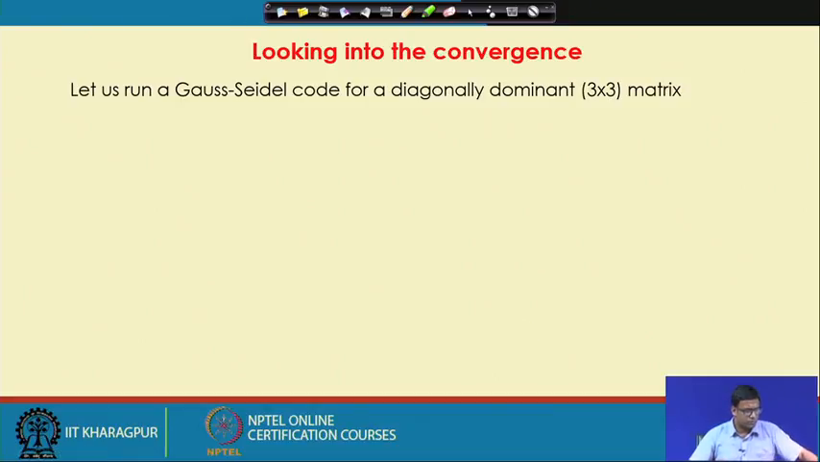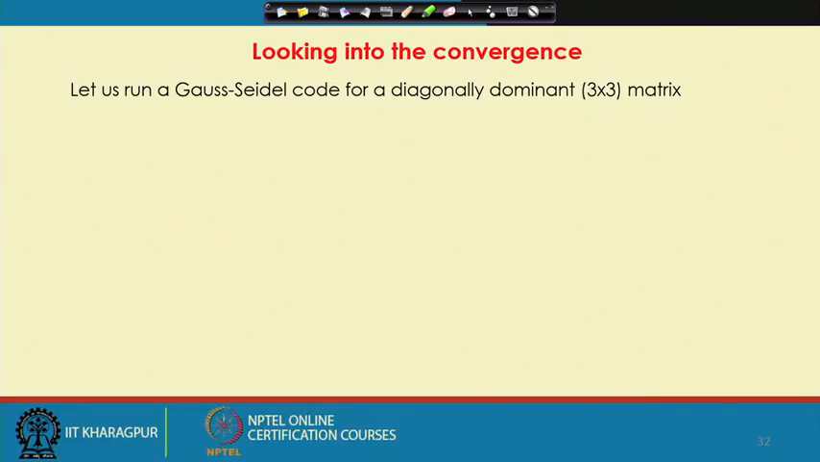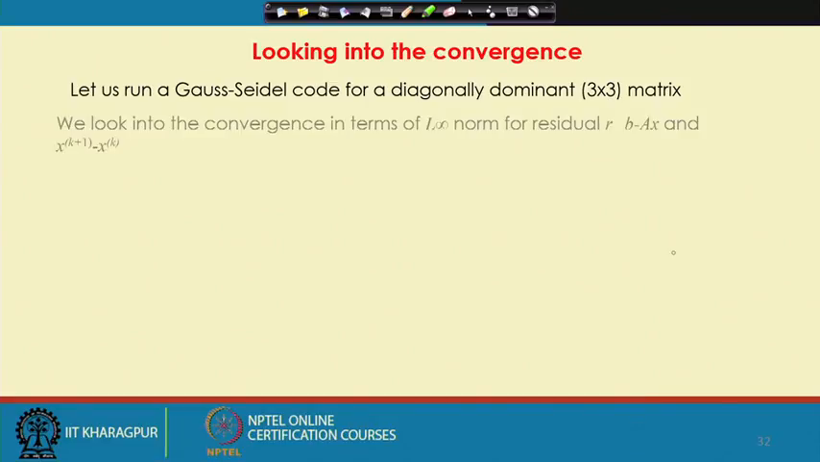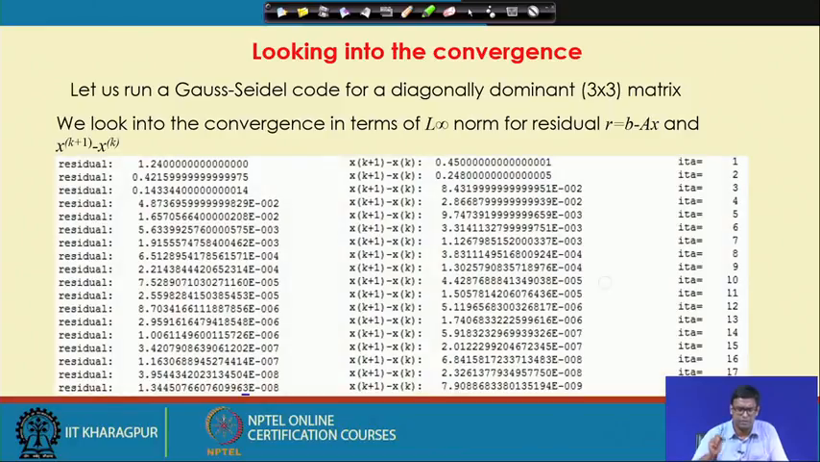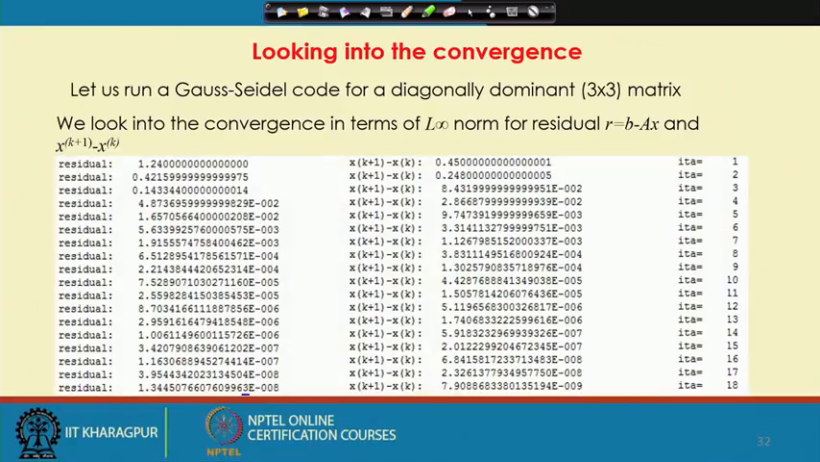So, now let us look into the convergence in detail. Let us run a Gauss-Seidel code for a small, 3 by 3 diagonally dominant matrix. We will look into the convergence in terms of the L infinity norm of the residual b minus Ax, and we will also look into the difference x^(k+1) minus x^k. Initially we start with some guess, x equal to 0, first iteration. The residual is 1.24 and x^(k+1) minus x^k is 0.45.